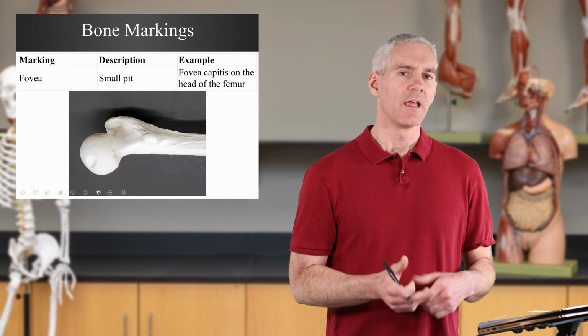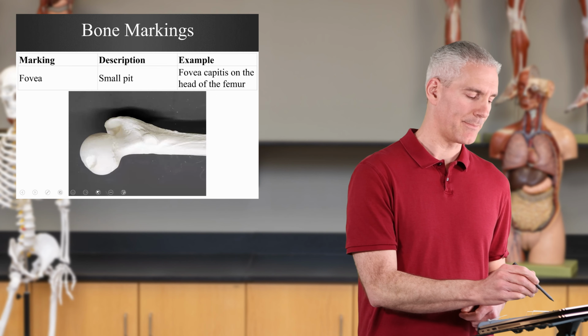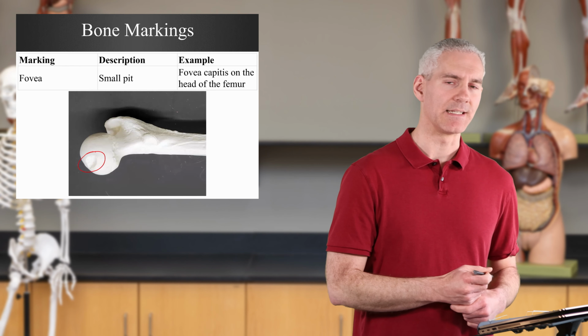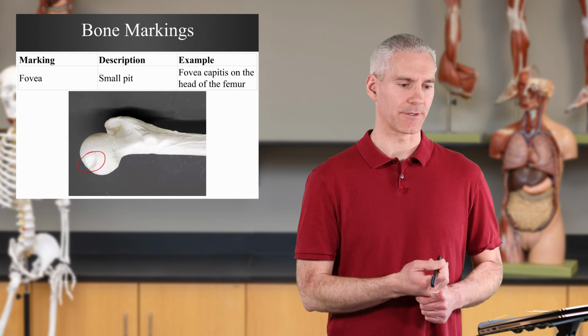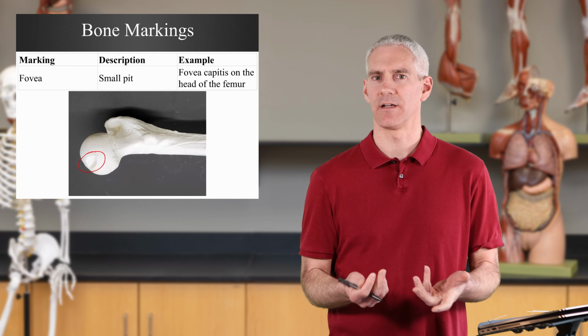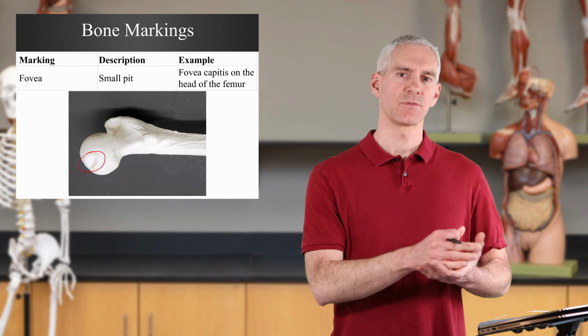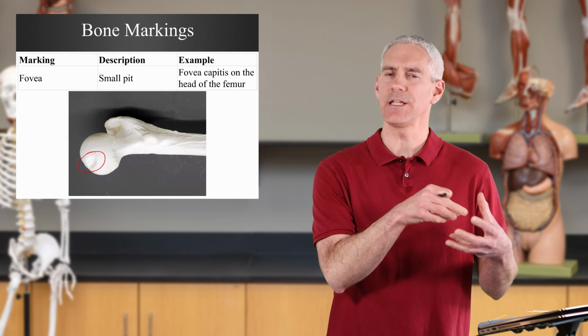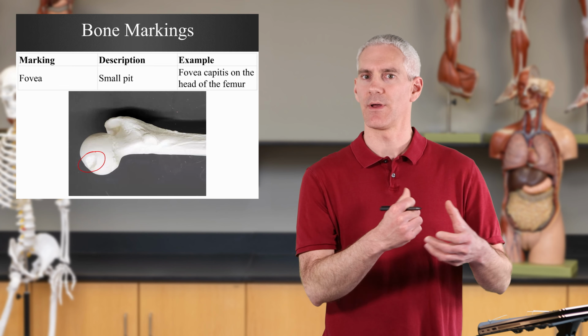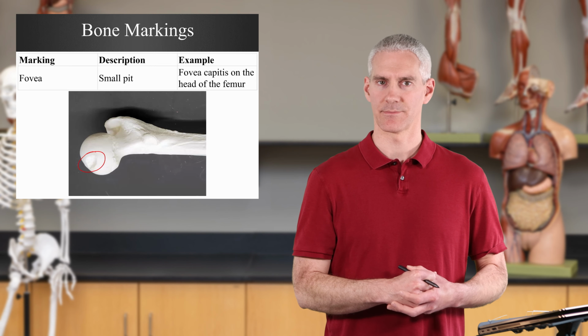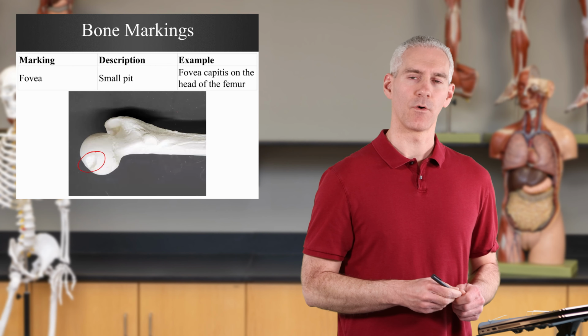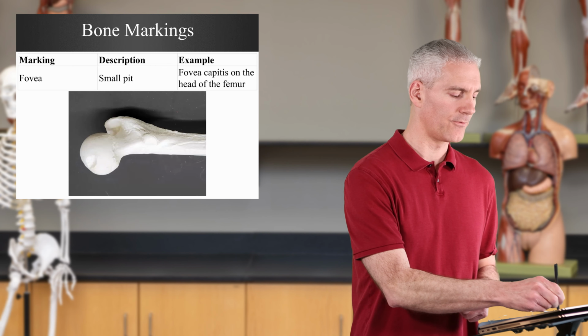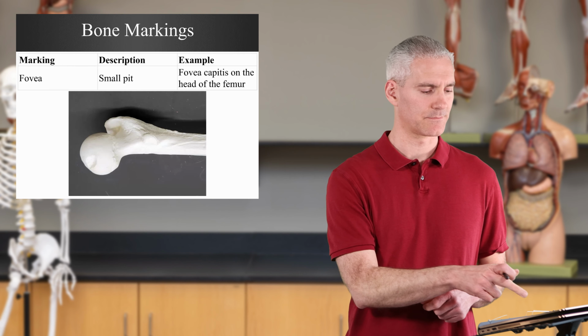Fovea. Now the one we have here, this is the fovea capitis. It's this indent in the head of the femur. Usually a fovea is just a small pit, but this one in the femur is called the fovea capitis, and it's where a ligament helps to anchor the head of the femur into the acetabulum of the coxal bone. So we have the fovea capitis here, but fovea, small indent, small pit.